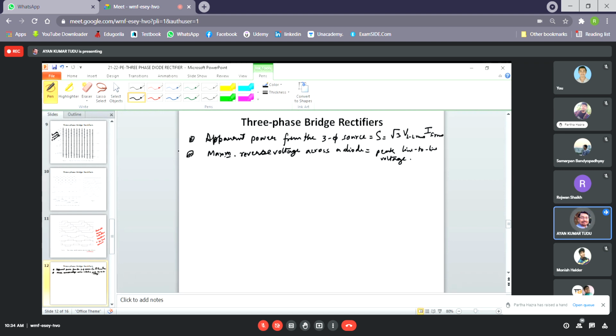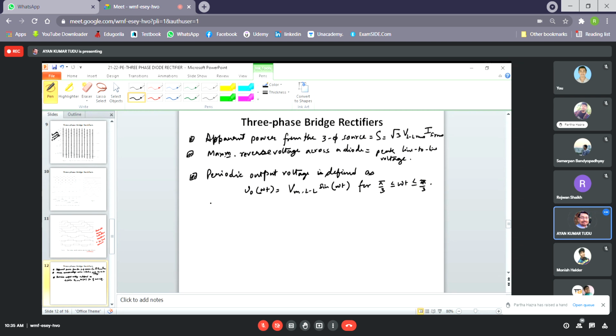And how is the periodic output voltage defined? Let me write it down. It is written as V0(omega t) equal to Vm line to line sine omega t for pi by 3 less than or equal to omega t less than or equal to 2 pi by 3, with period of 2 pi by 3.